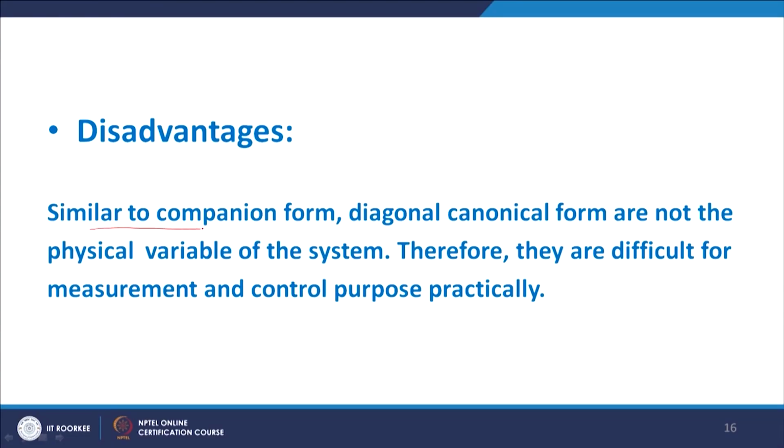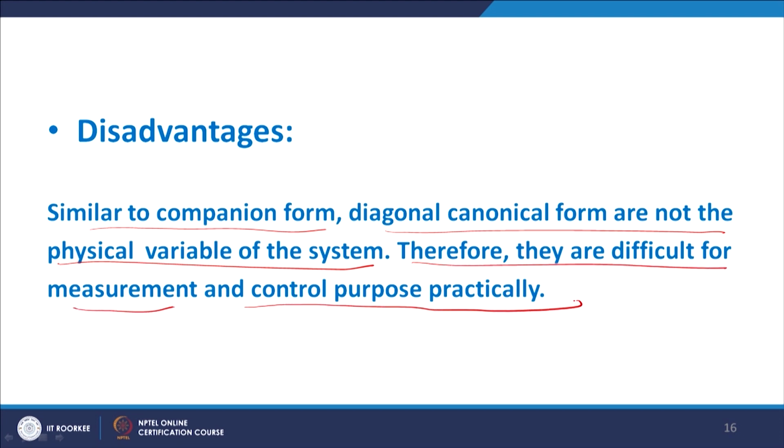Now there are some disadvantages. Similar to companion form, diagonal canonical form variables are not the physical variables of the system. Therefore, they are difficult for measurement and control purpose practically. See here, whatever model we have taken, we are assuming the state variables, but they are not actual variables, they are not physical variables. Therefore, this type of model cannot be useful for measurement and control purpose practically, but as far as the analysis part is concerned, this type of modeling is very much useful.